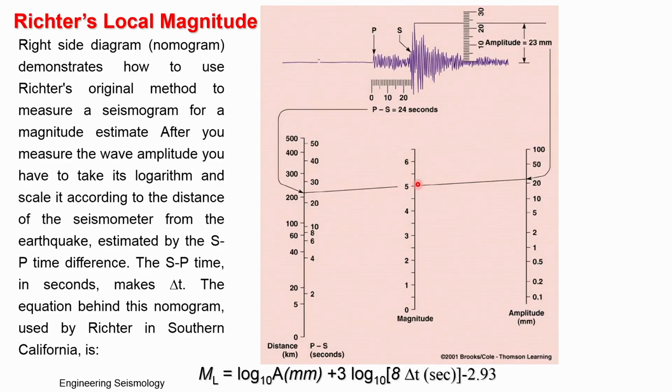Initially Richter created the first magnitude scale, which is called the Richter local magnitude, from California earthquakes. Here they record data like this, identify the different types of waves as we discussed earlier, and take the amplitude in mm. You put it on the scale, and similarly take the P and S wave time difference, connect them, and you get the magnitude of the earthquake, or you can even use an empirical formula to get the magnitude.